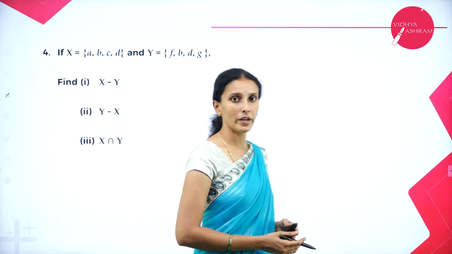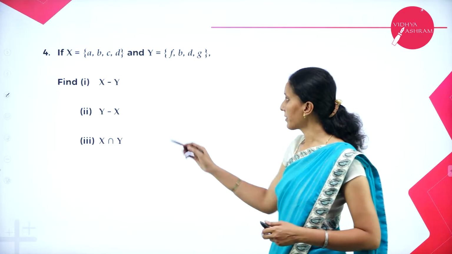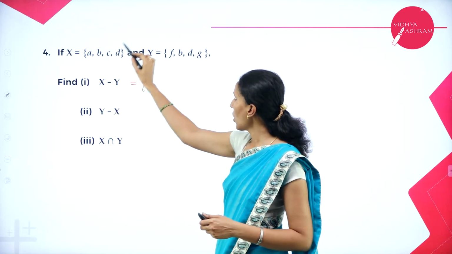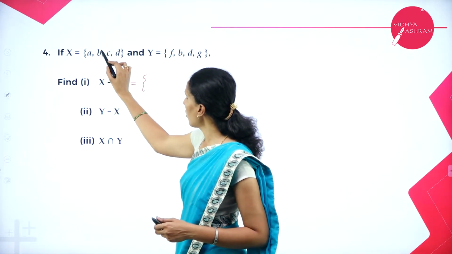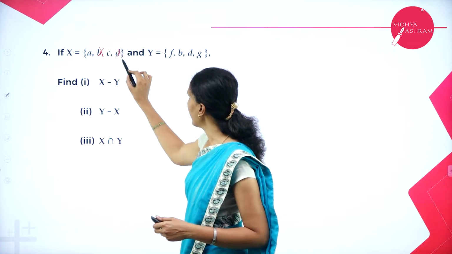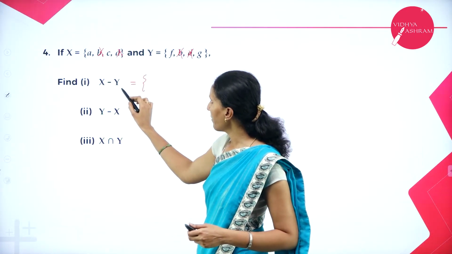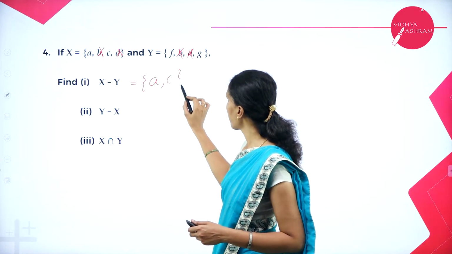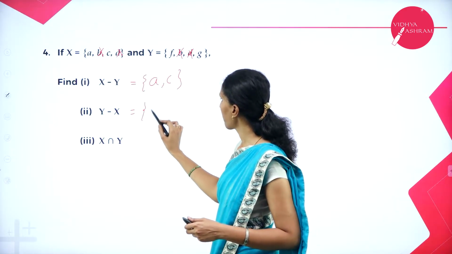Next, here is one more question. If x is a, b, c, d, y is f, b, d, g, write x minus y. X minus y is elements in x not in y. Just remove the common elements. What are the common elements? B and D. So x minus y means elements in x: A and C. Next, y minus x: f and g.